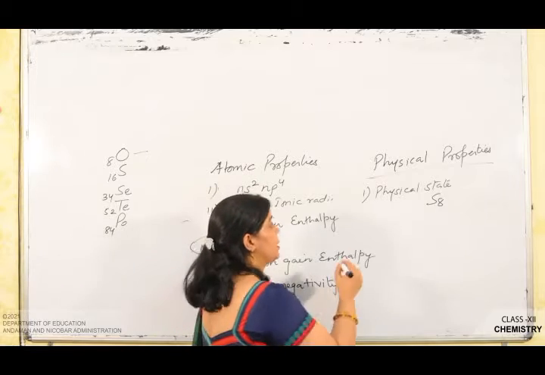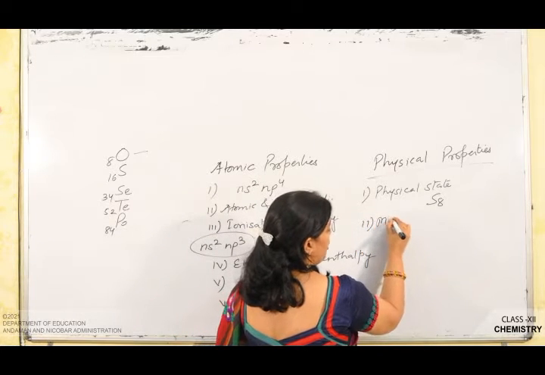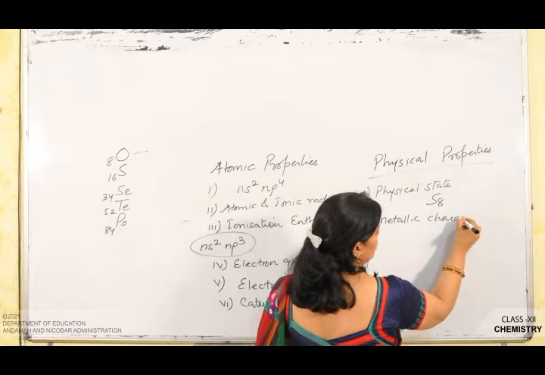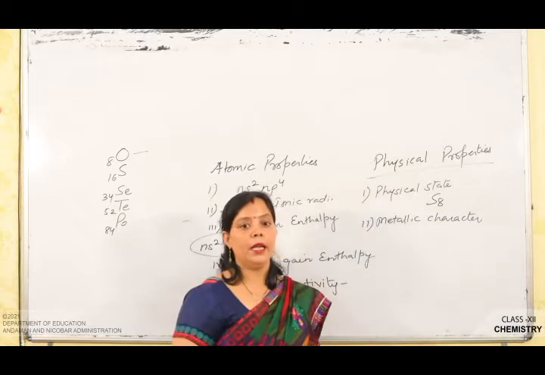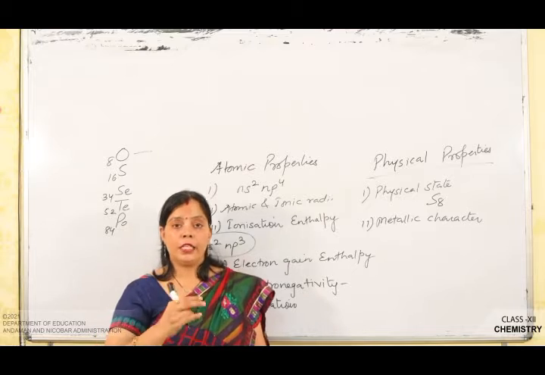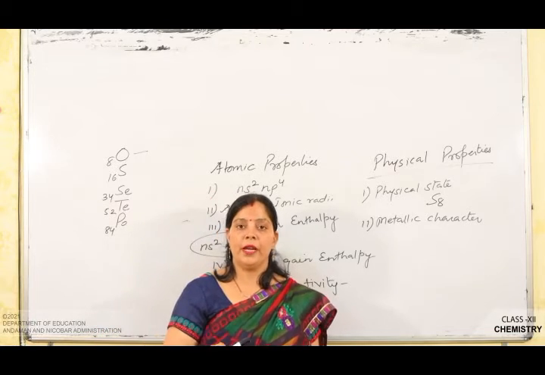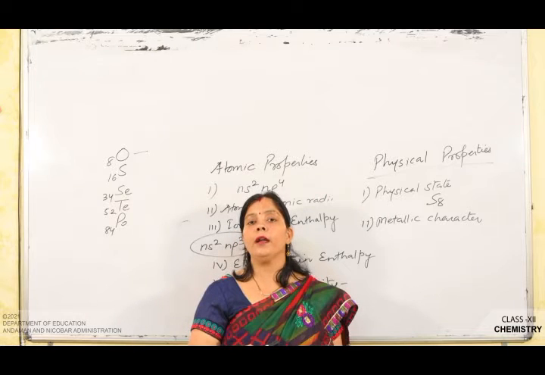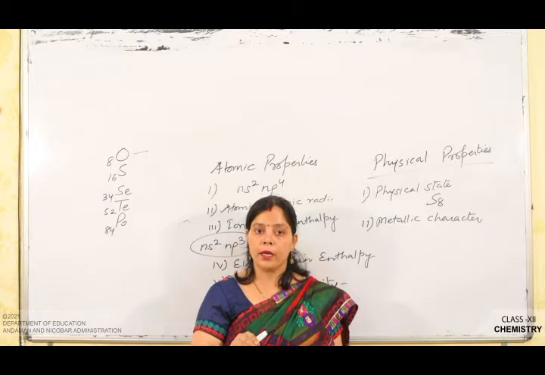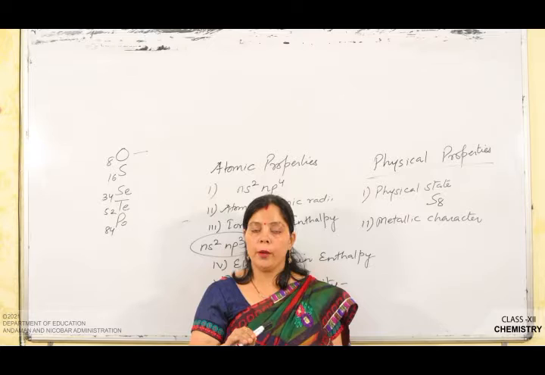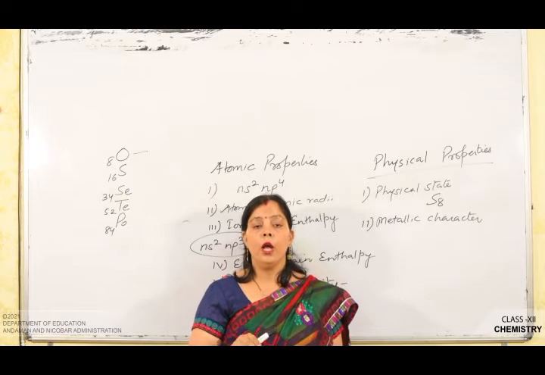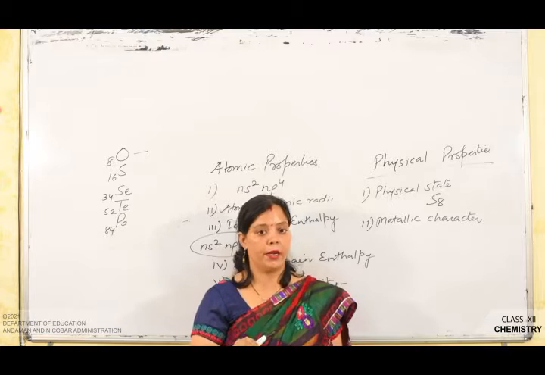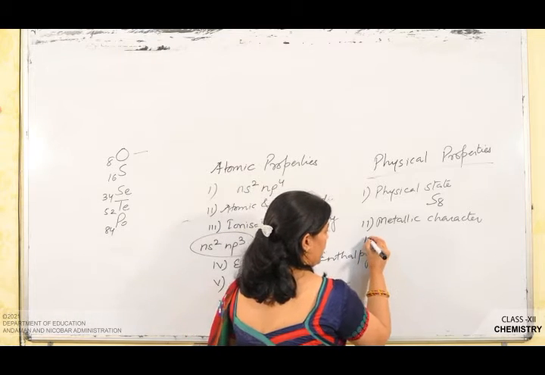Next is the metallic character. So, children, as we move from top to bottom in a group, the metallic character of the elements increases, so oxygen and sulfur are non-metals, selenium and tellurium are metalloids, while polonium is a short-lived radioactive metal. Next is allotropy.